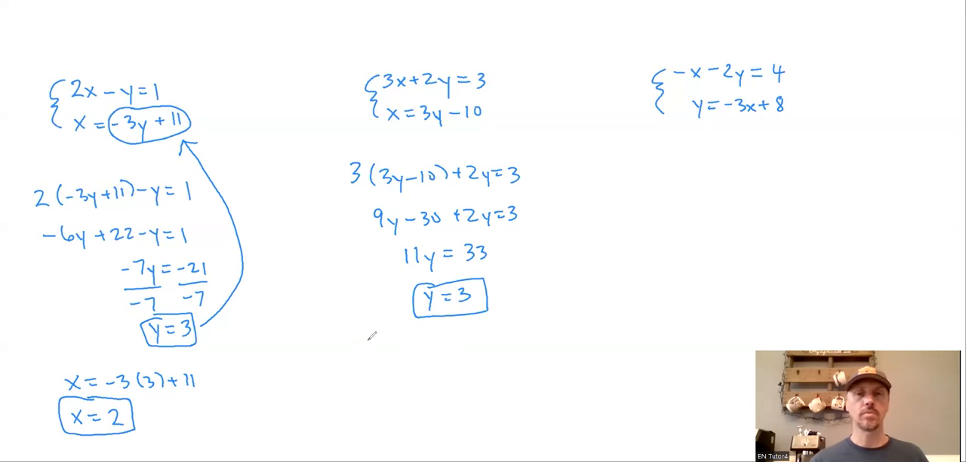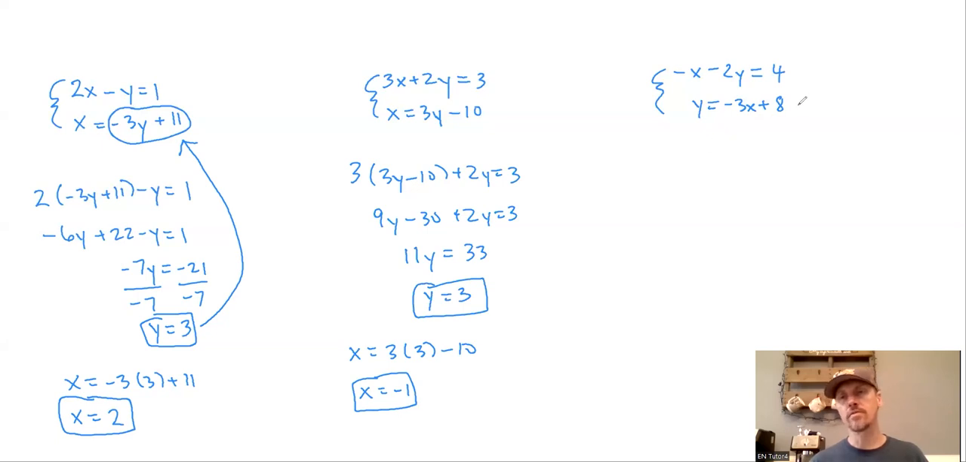Then we take that y and we plug it into the second equation up top, since it's already solved for x, and we have 3 times 3, since that's what y is, minus 10. And so x equals 9 minus 10, which is negative 1. And that's the value for x in this problem. So y equals 3 and x equals negative 1. Just checking my answers to make sure I got that right. And then let's move on to the last one.